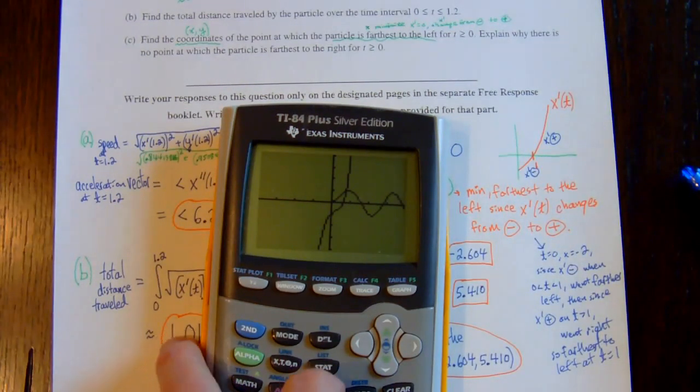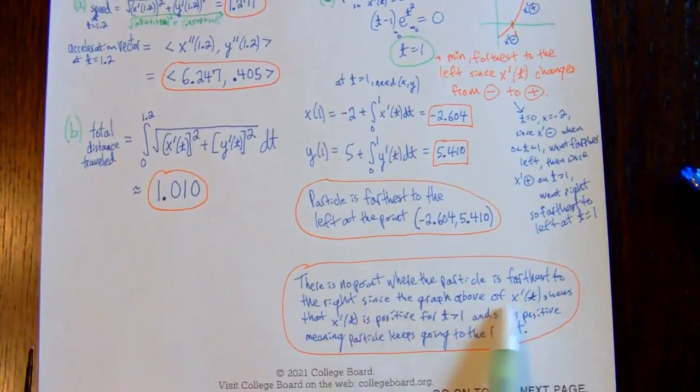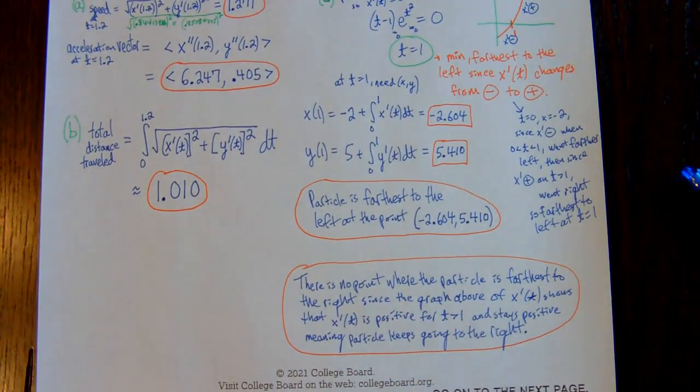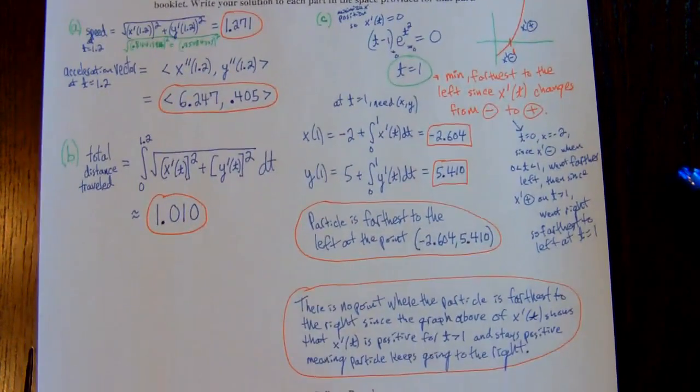It didn't switch direction. So my answer there, I just put, hey, there's no point where the particle is farthest to the right, since the graph of that x prime of t is always positive. When you're beyond that t equals 1 there, and it stays positive, it means it just keeps on going and going to the right. So it doesn't turn and go back in the other direction and have a rightmost point. It just kind of keeps on going right there.